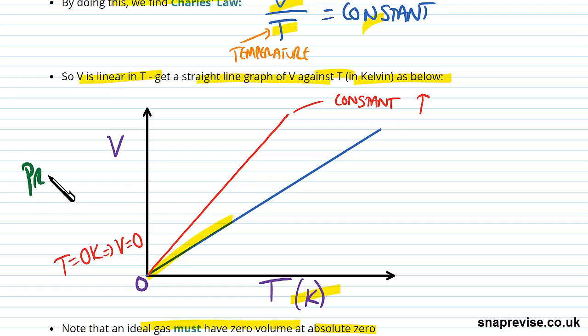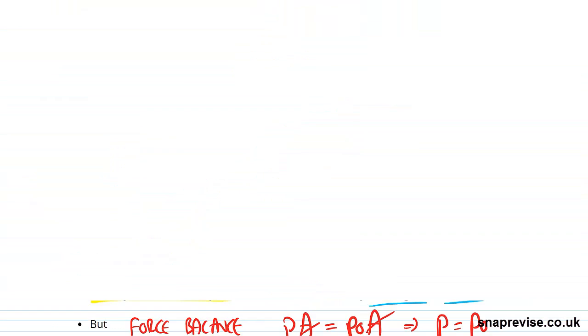So for the pressure law, we can just replace V with P, and then we get exactly the same kind of graph, and we just find that our constant will increase the slope of this graph as before, because it's still linear in T.